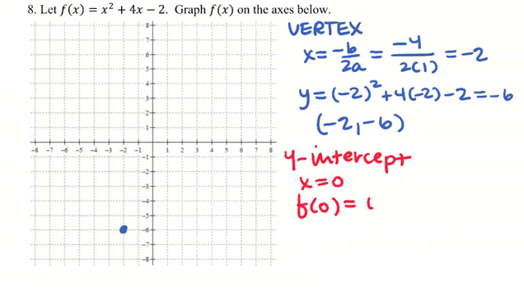So that's 0 squared plus 4 times 0 minus 2. And maybe you just remember that this number is going to be the y-intercept, and that's great if that's the case for you. So it's (0, -2). So I'm plotting that point.